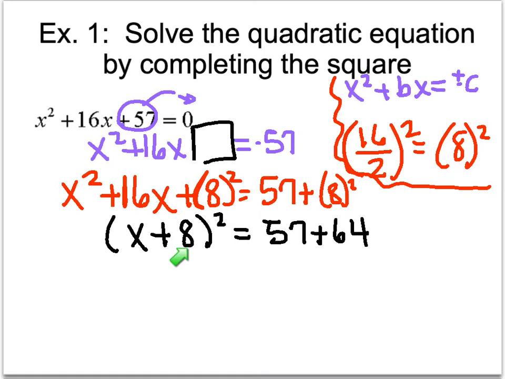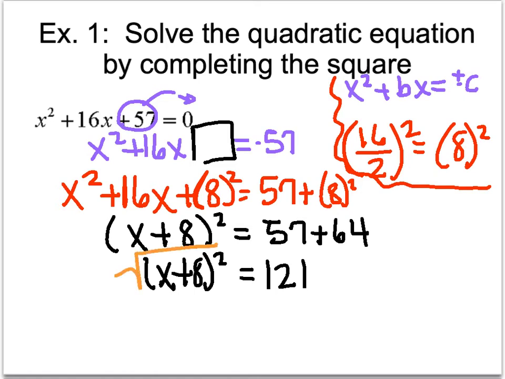The reason it becomes x plus 8 all squared is because 8 times 8 is 64. And so then if I were to factor that trinomial, these are the two factors I would get. And so now all we'd have to do is solve this remaining equation. So I'm going to add next the 57 plus the 64. That gives me x plus 8 squared equals 121.